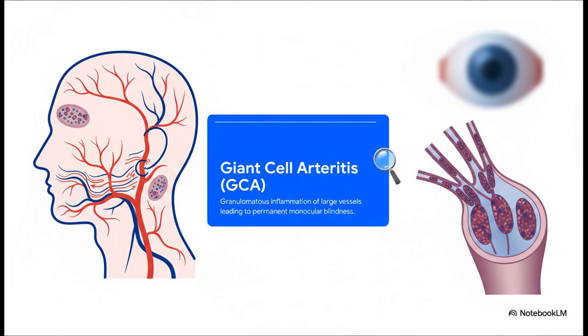Specifically, it heavily targets large vessels, impacting the extracranial branches of the carotid artery. But the absolute critical danger here lies in the granulomatous inflammation of the posterior ciliary arteries. When these occlude, it leads directly to ischemia of the optic nerve. The result? Permanent monocular blindness.